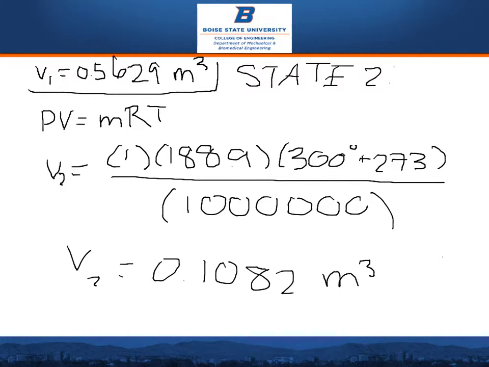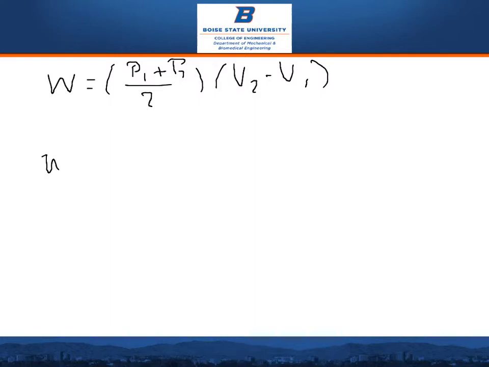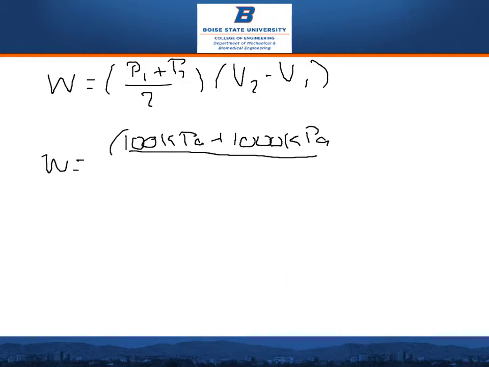Using the values that we've obtained, we can use the linear increase in pressure formula to find the work done by the system. The work done by the system is equal to P1 plus P2 over 2 times the change in volume. Plugging in our values, we get W equals 100 kPa, which is 100,000 pascals, plus 1,000 kPa, which is 1,000,000 pascals, over 2, multiplied by the difference in our two volumes.